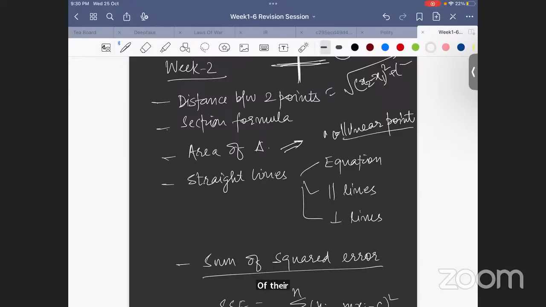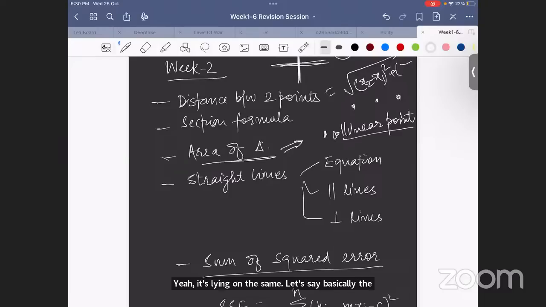The area of the triangle becomes 0 if the points lie on the same straight line. Basically, if you have been given 3 data points, you can just take any 2 of the data points and calculate the slope. The slope will always be equal for 3 collinear points. Is it clear? Yes, sir.